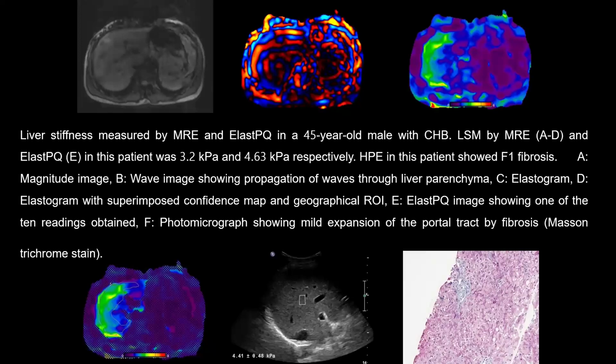So this is F1 fibrosis that we diagnose. If you look at the color elastogram maps, the color is more towards the left side, more towards the violet side, and that also helps you visually evaluate the fibrosis.